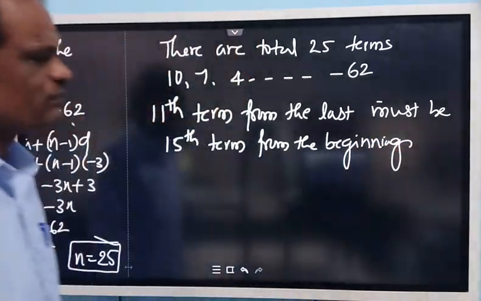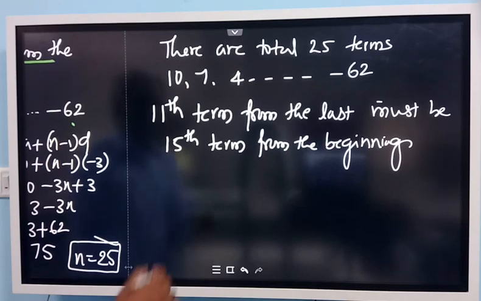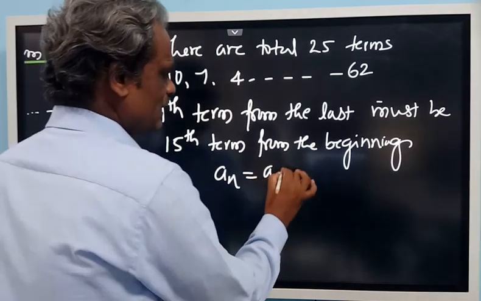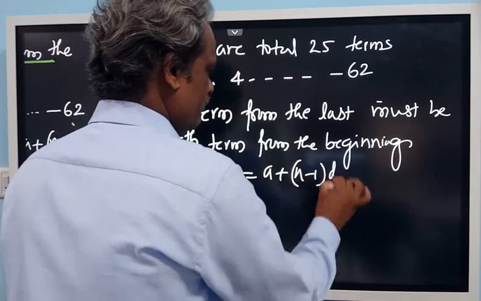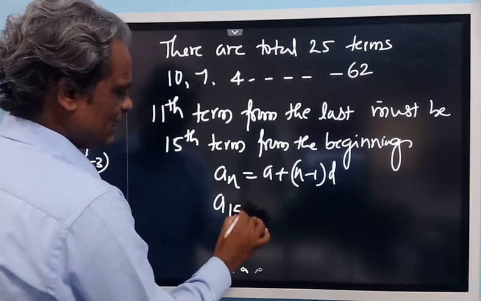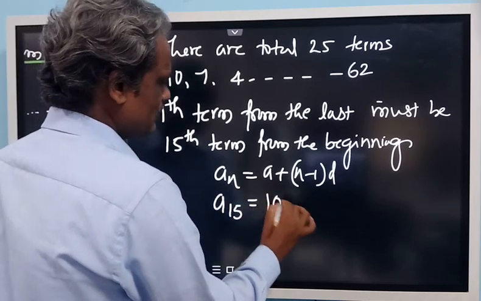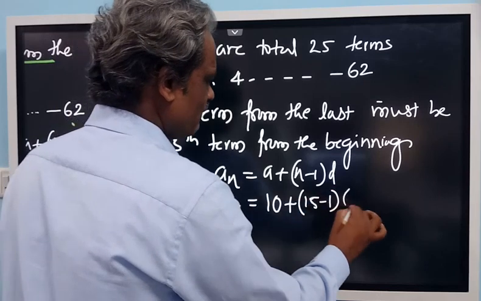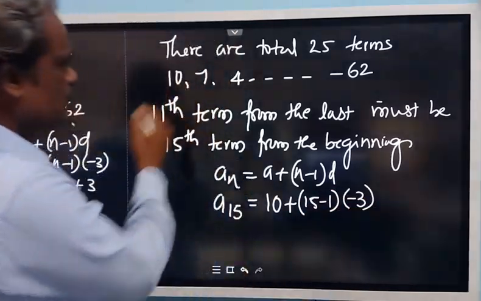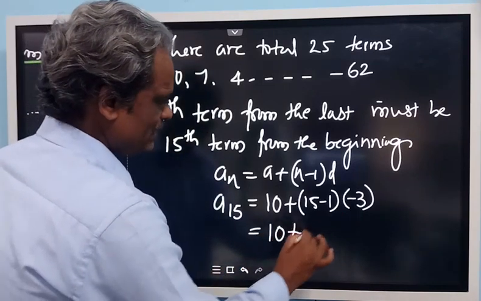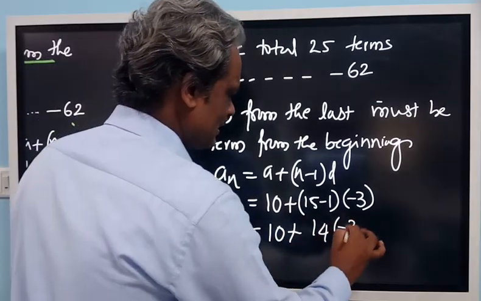Okay, that should be the 15th term. So now let us calculate the 15th term. a_n is equal to a plus (n minus 1) into d. So let us write it as a15. The a value is 10, n minus 1 means 15 minus 1, into the d value, which is minus 3. The d value is 7 minus 10. So if you simplify, 10 plus 14 into minus 3.